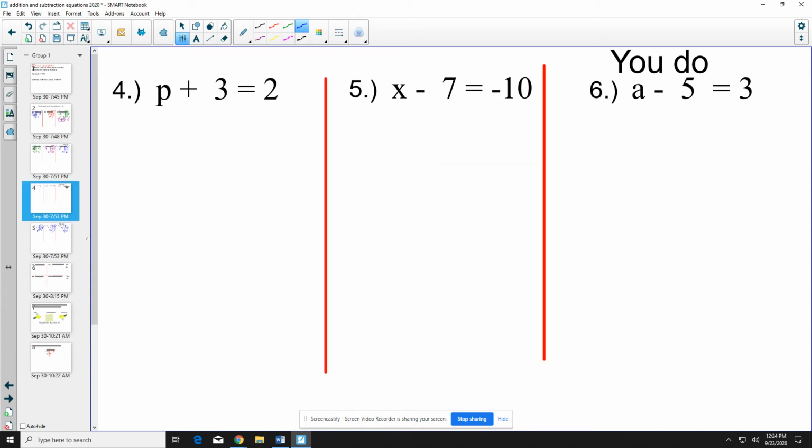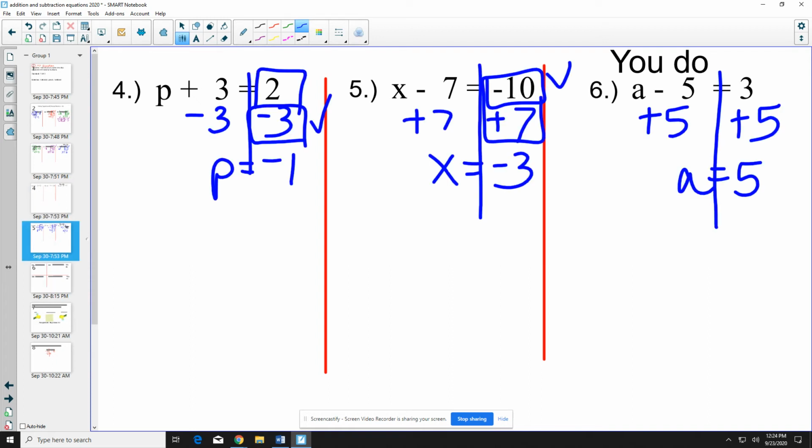Okay, now I want you to pause the video and try 4, 5, and 6. When you get done, hit play. Okay, let's see how we did. So on number 4, see if you did -3 to both sides. 2 and -3 make -1. Did you get p equals -1?